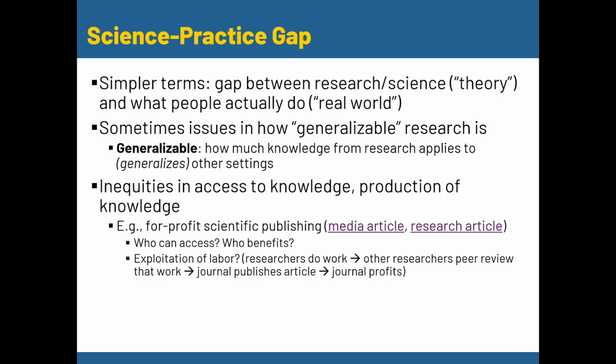To explain that, using my attempt to be simple here: researchers do work, they're doing some sort of research. Other researchers peer review that work, so you submit it to some journal and then it's put out for peer review. Then, assuming it is accepted, the journal will publish that article, and the journal profits off that. The people who haven't profited are the participants in that study, the researchers who did that study, the researchers who peer reviewed it, and oftentimes the people editing the journal to begin with. So there's a clear inequity there in terms of who is profiting.